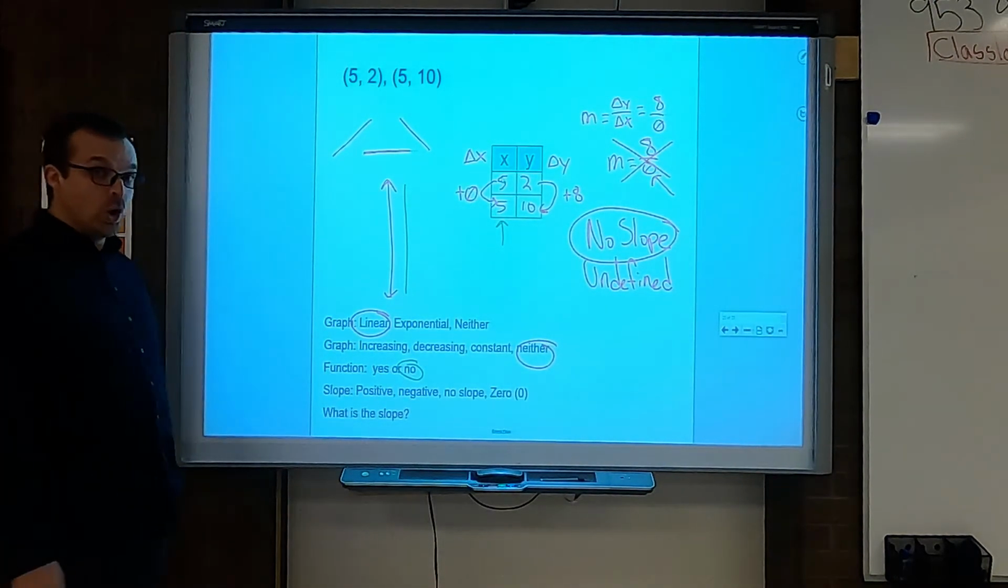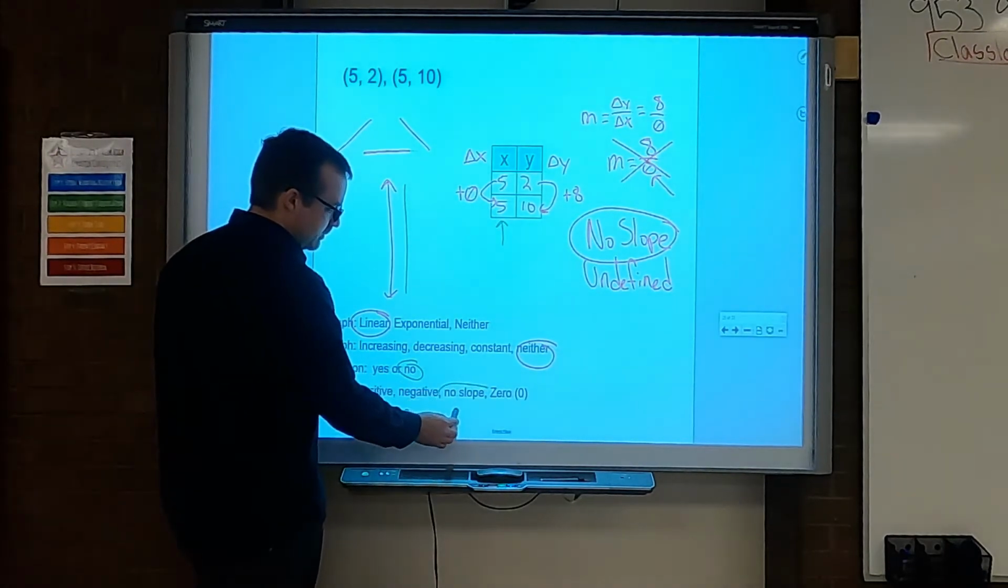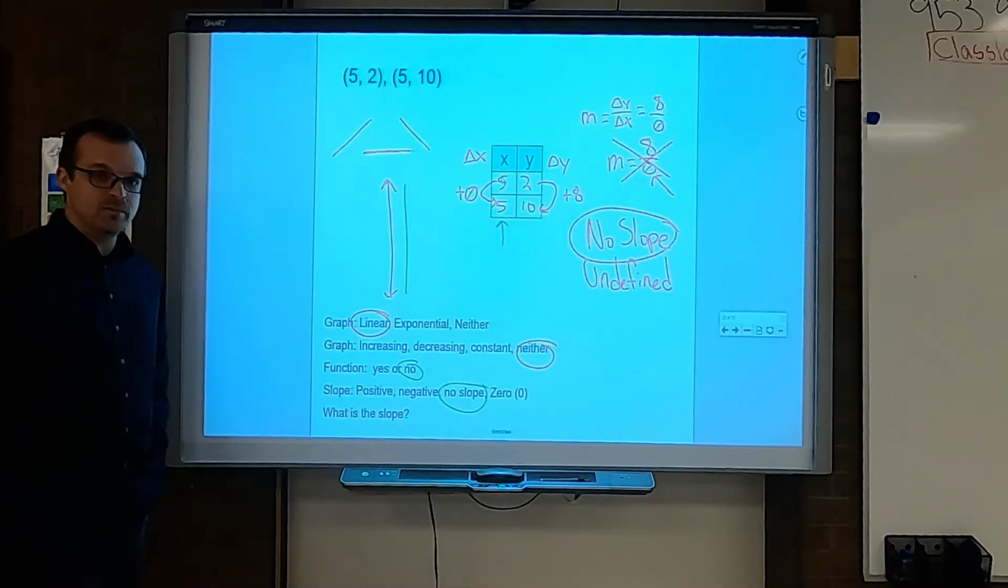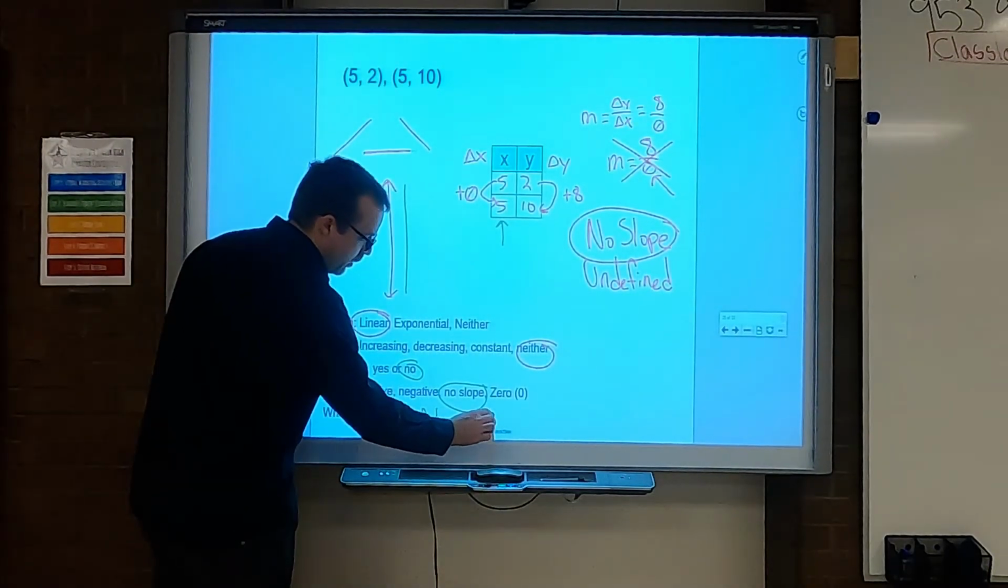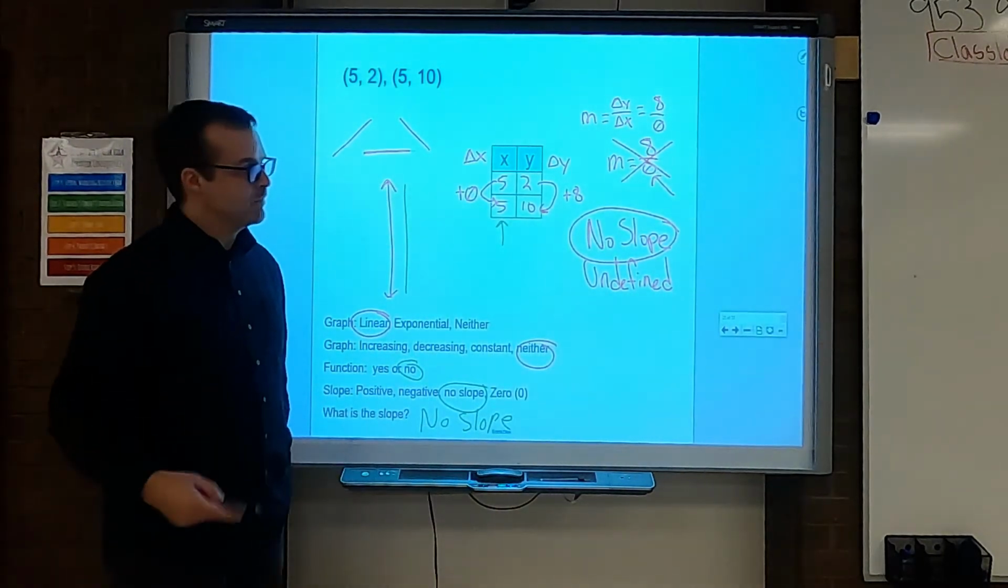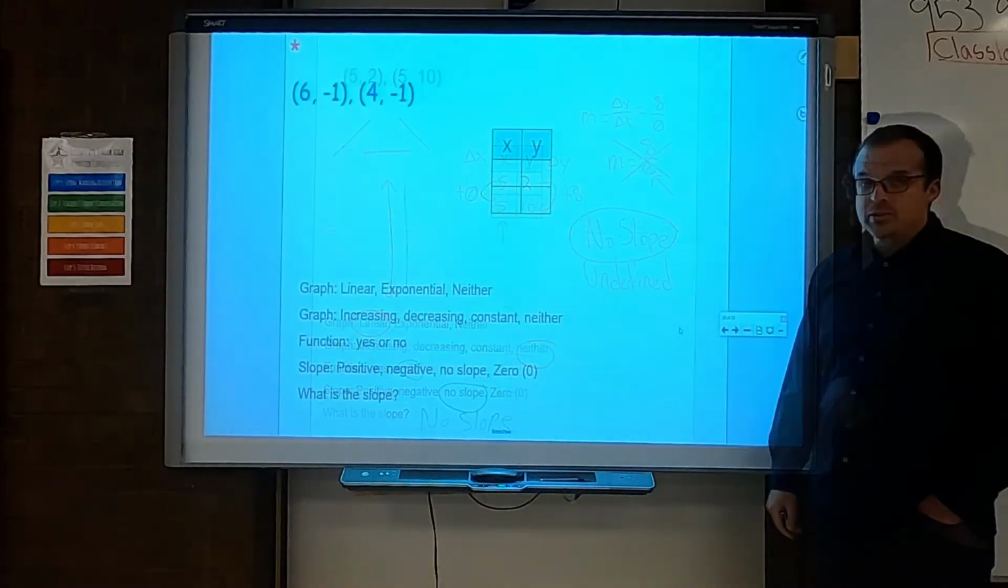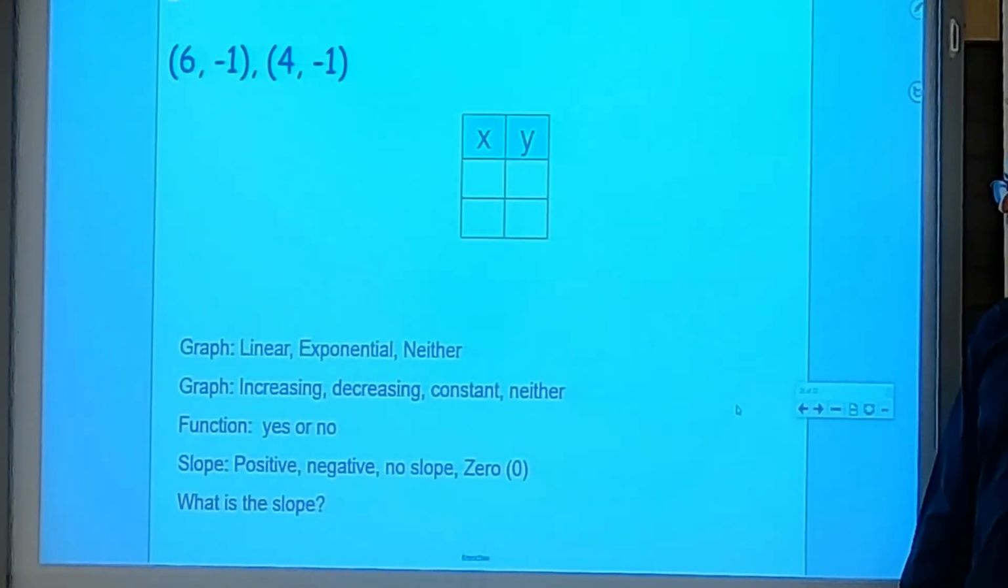Is it positive, negative, no slope, or zero? Well, we just talked about that. And then what is the slope? There isn't one. It's no slope. So hopefully that's what you actually got when you tried the problem out. All right, let's try this one out.